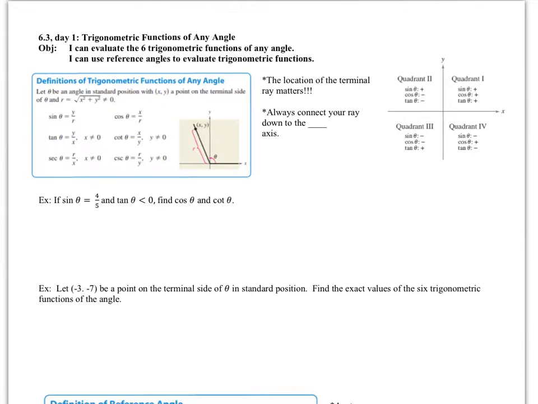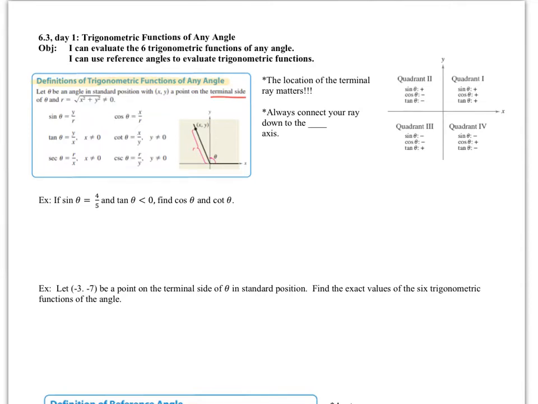Looking at the definitions for the trigonometric functions of any angle, what we're doing here is recognizing their location on a coordinate system versus just drawing any old right triangle. So when we look at this, it's related to our R value. It says let theta be an angle in standard position with x and y a point on the terminal side of theta. And R is basically the length of the hypotenuse. It's the square root of x squared plus y squared. And that would be really kind of a spin-off of that Pythagorean theorem.